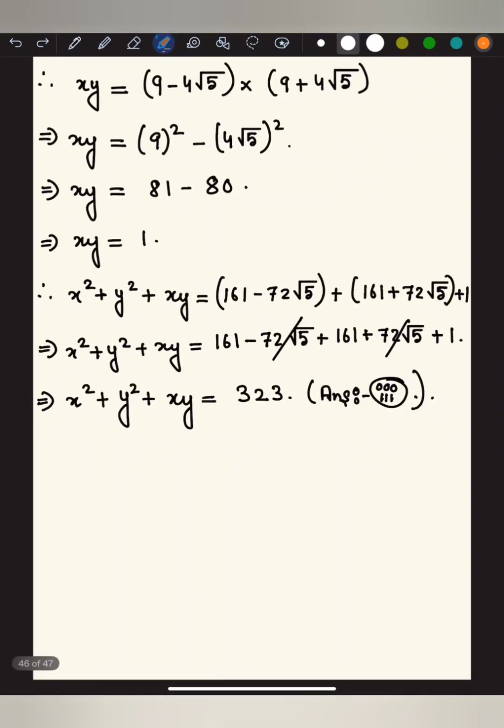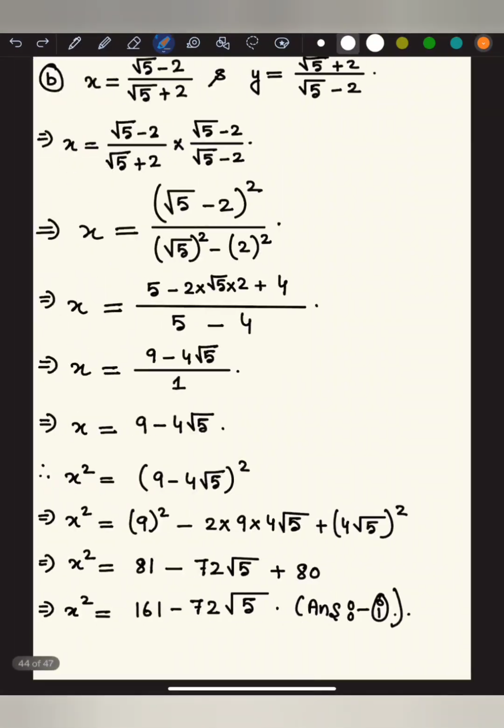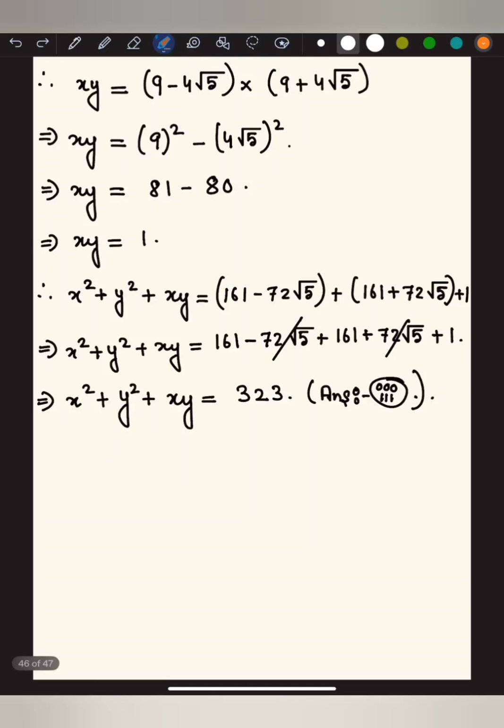Now we need to find out the value of xy. So x is 9 minus 4√5, and y is 9 plus 4√5. Multiplying it, we get 9 square minus (4√5) whole square, which is equal to 81 minus 80, which is equal to 1, right? You could have done this like this as well. x into y means (5√5 - 2)/(√5 + 2) into (√5 + 2)/(√5 - 2). All of them get cancelled out and it becomes 1. You could have done it like this as well, right?